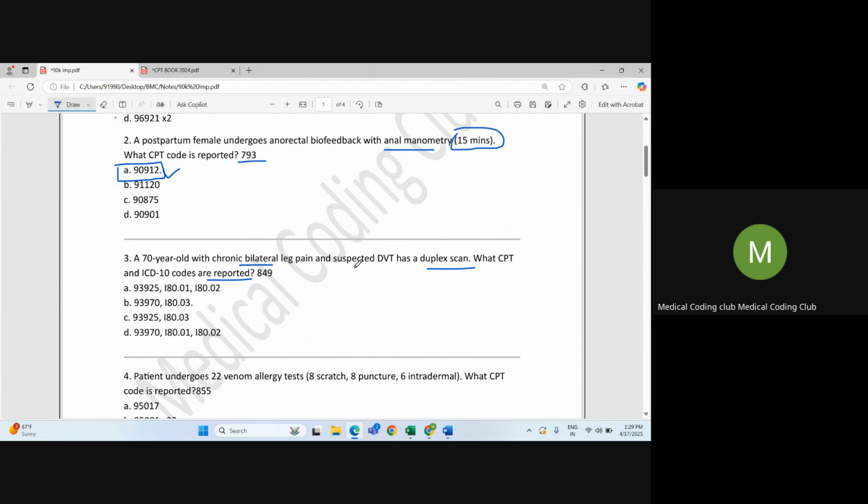Okay, so DVT is deep vein thrombosis. Here bilateral leg pain is there. Since they have given bilateral leg pain, you don't code separate ICD codes. If you have a bilateral ICD code, you have to code a single ICD. Okay, so first we'll find the CPT.